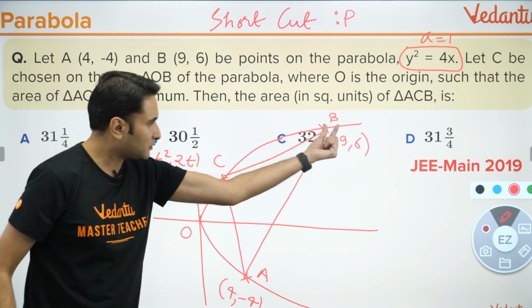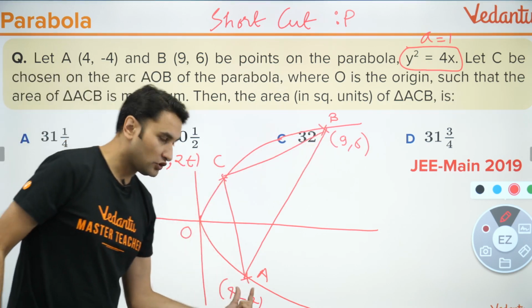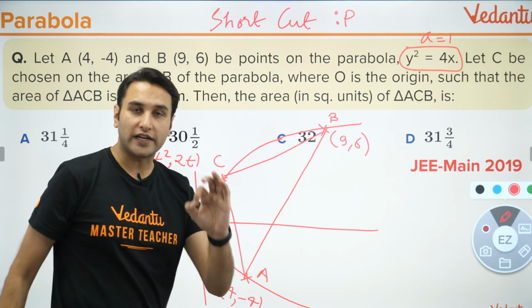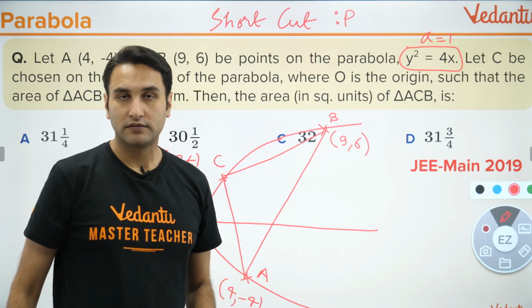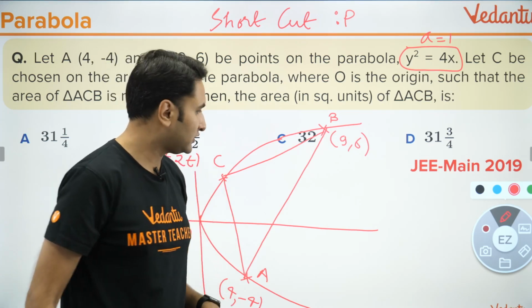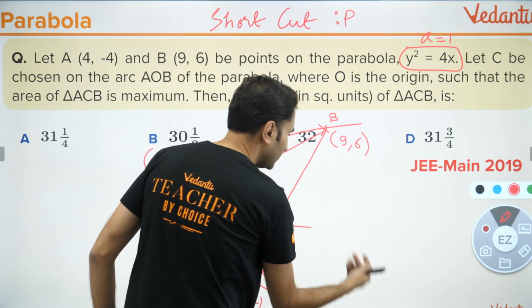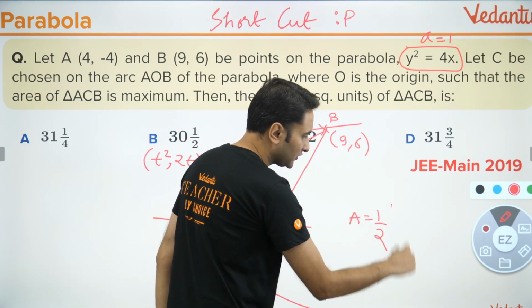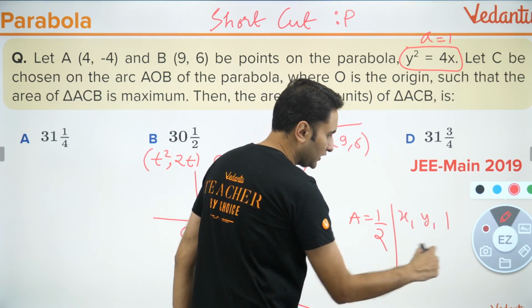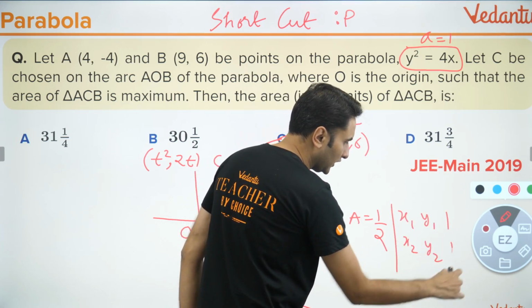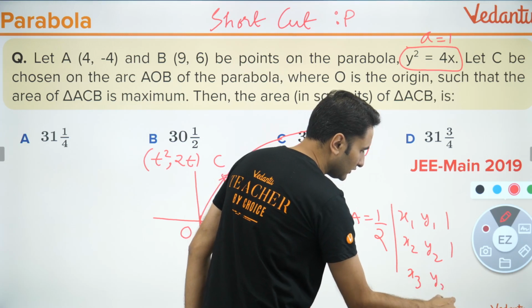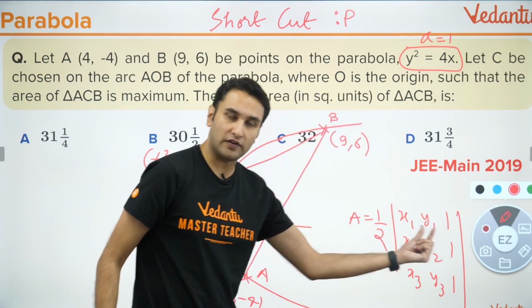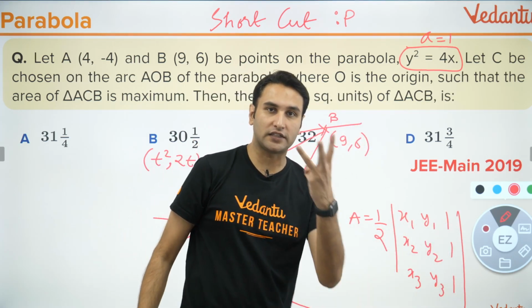Now you know this point, you know this point, you know this point. Can you write down the area of the triangle? You can write down the area of the triangle. You remember the formula of area of triangle? Do you remember the formula? Area of the triangle is half times the determinant of x1 y1 1, x2 y2 1, x3 y3 1, where x1 y1, x2 y2, x3 y3 are the 3 points.